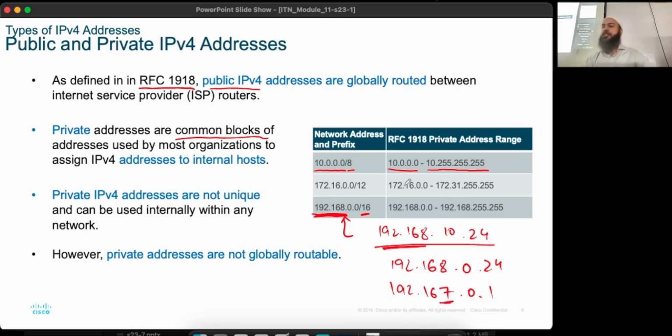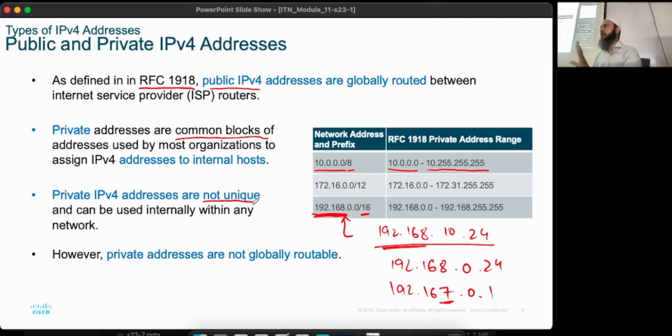Make sense? So you have these private addresses. Private addresses are not unique. It's very important to understand what's written in the slide and what they mean. They are unique within a network. But you can have 192.168.10.1 here, and you can have another 192.168.10.1 on the other network, in another lab. In one LAN and in another LAN, they are not unique. In that sense, they are not unique. But within a network, they obviously have to be unique.